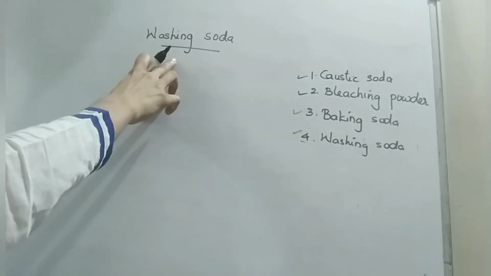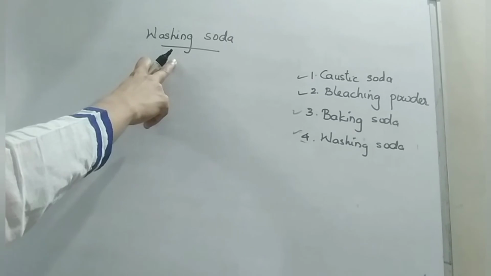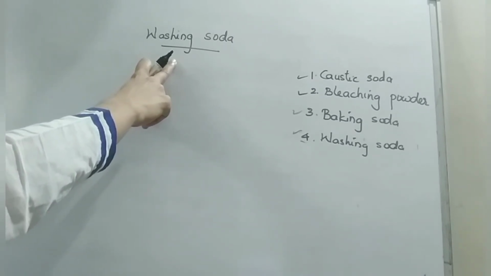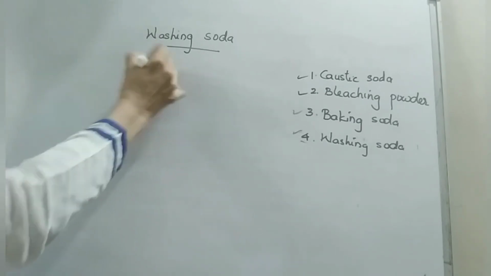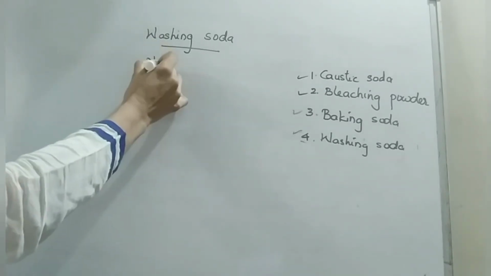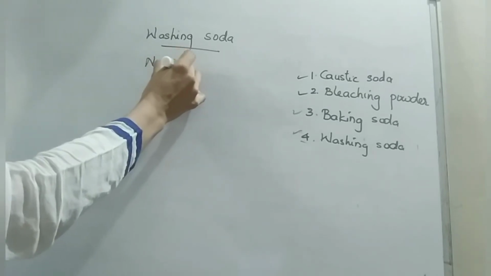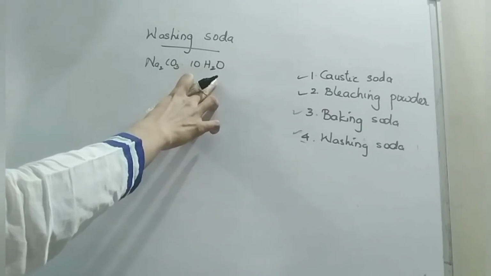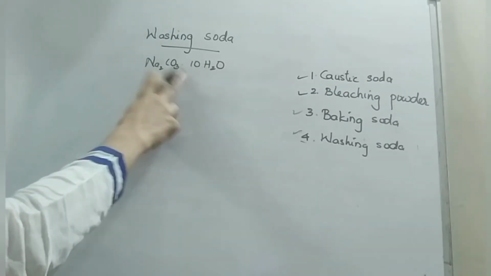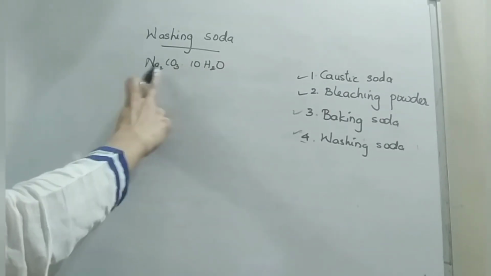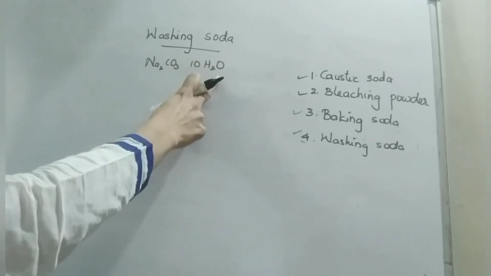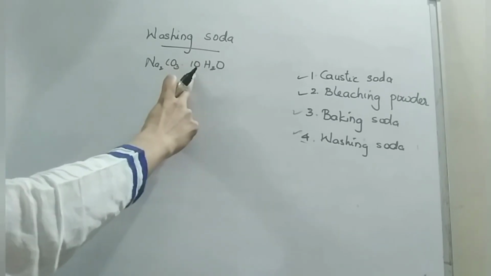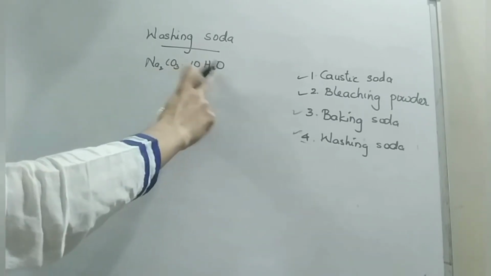Fourth salt is washing soda. How do we prepare this washing soda? By recrystallization. The formula is Na2CO3.10H2O. What is the chemical name? Sodium carbonate decahydrate. Washing soda, chemical name, sodium carbonate decahydrate. Deca means 10, so sodium carbonate 10H2O.